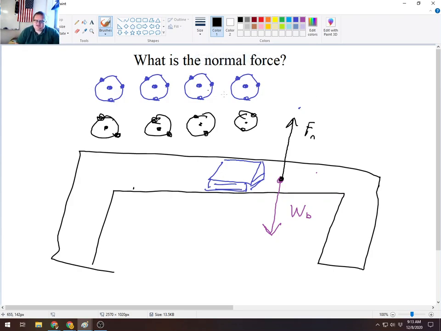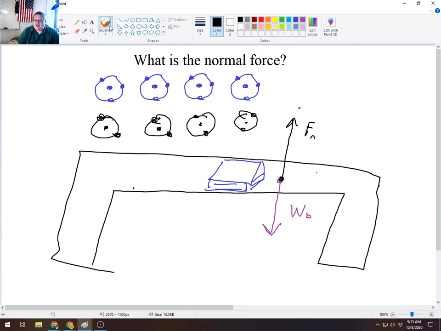So right now, the book is blue and the table is black here. I keep saying chair, I'm sorry. Usually when I talk about this, I talk about sitting in a chair, but given the circumstances, I just chose a book instead.